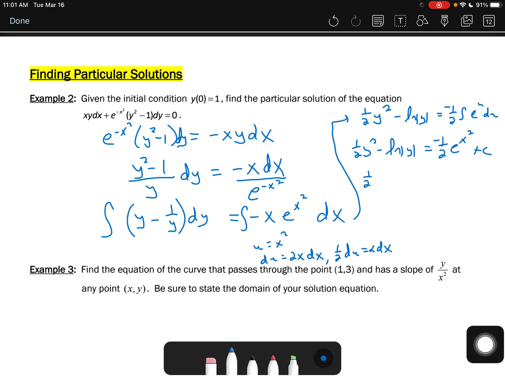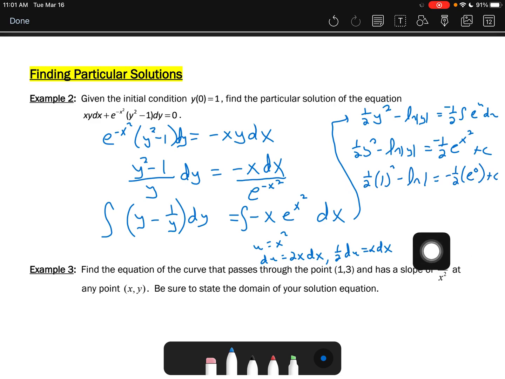Okay, so we'll have 1/2, and our y value is 1, ln of 1, and then our x is 0, so I've got negative 1/2 times e to the 0 plus c. Okay, so 1/2 times 1 squared is 1/2. ln of 1 is 0, and then negative 1/2 times e to the 0 is 1, so that's just negative 1/2 plus c, and I'll add the 1/2 to the 1, so I get c equals 1, right?